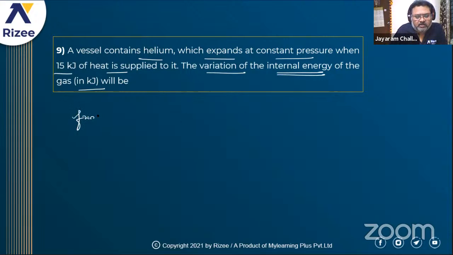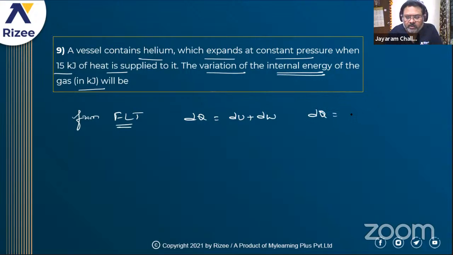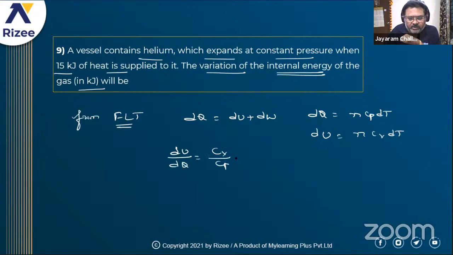So from the first law of thermodynamics, we can write dq is equal to du plus dw. From this relationship, dq can be written as n Cp dT and du can be written as n Cv dT. Since he is asking the internal energy, we have only one value, dq. So I am going for du by dq, which can be written as Cv by Cp, or this can be written as 1 by gamma.